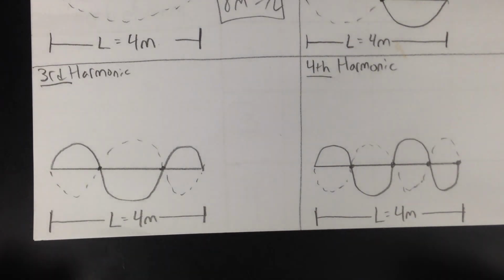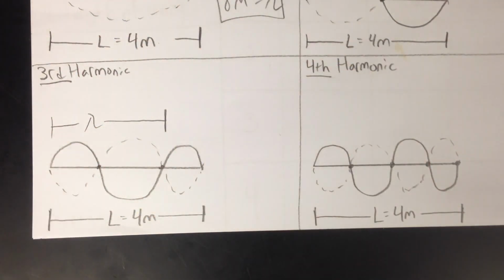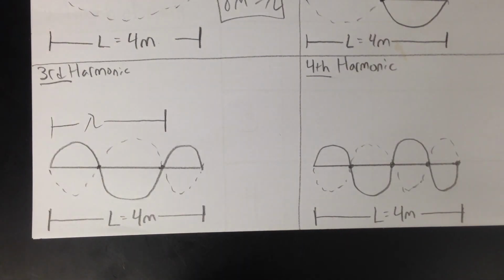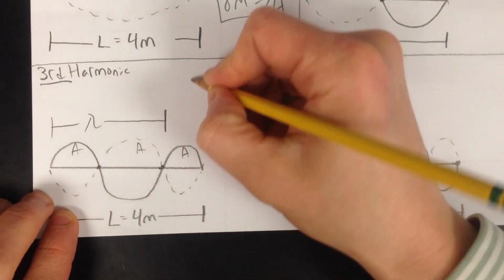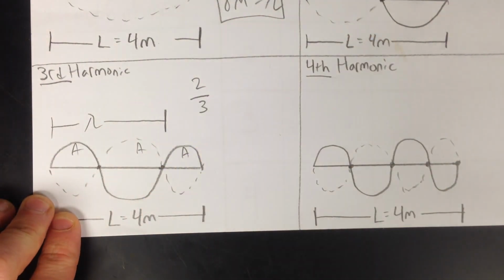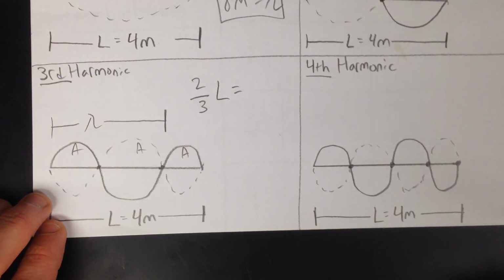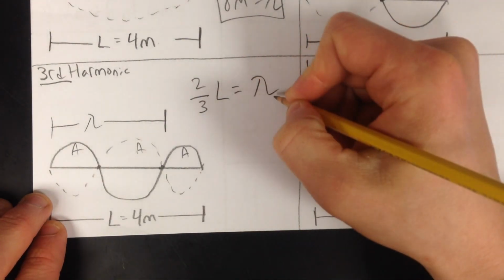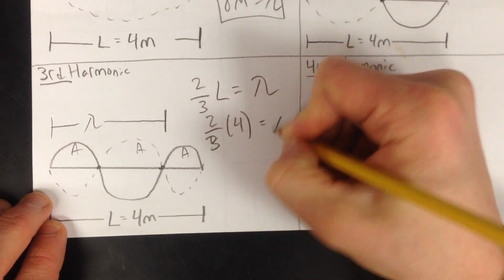In the third harmonic, the wavelength again is the length of 2 antinodes. So it's 2 out of the 3 antinodes that exist. 1, 2, 3. So 2 out of 3 means 2/3 of the string, which is L. So 2/3 of 4 gets you the wavelength.